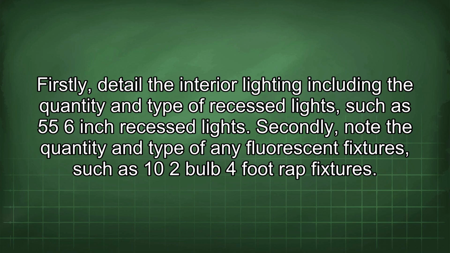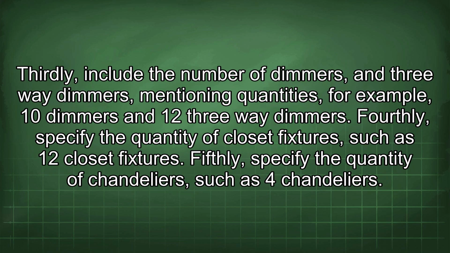Secondly, note the quantity and type of any fluorescent fixtures, such as 10 2-bulb 4-foot wrap fixtures. Thirdly, include the number of dimmers and three-way dimmers, mentioning quantities, for example, 10 dimmers and 12 three-way dimmers. Fourthly, specify the quantity of closet fixtures, such as 12 closet fixtures. Fifthly, specify the quantity of chandeliers, such as 4 chandeliers.